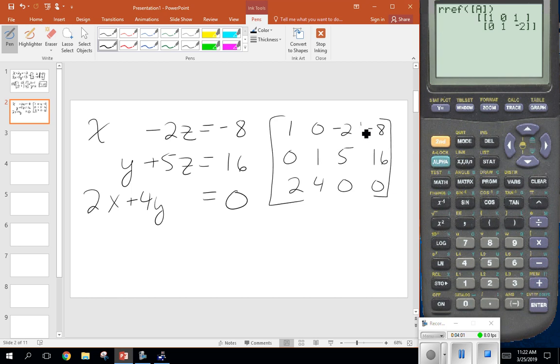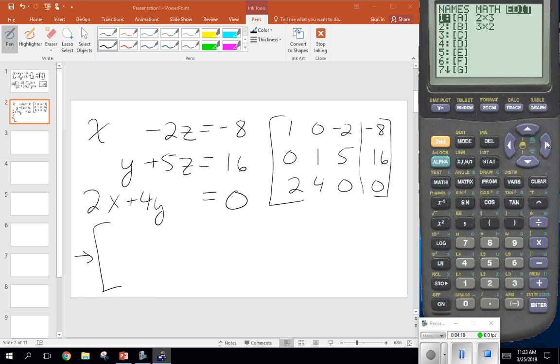And again, remember there's a separator between the coefficients and the constants. Again, that doesn't do anything mathematically. If you don't want to write it down, that's fine. And we're going to put this in our calculator. So again, I'll hit second matrix, go into edit, and let's say I want to pick a different one. I'm going to put this under B, so I'm going to go down and hit enter.